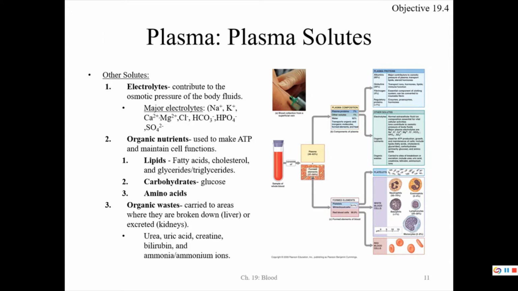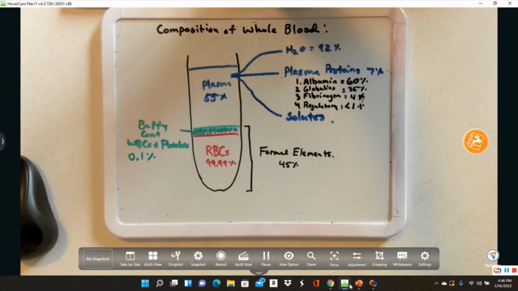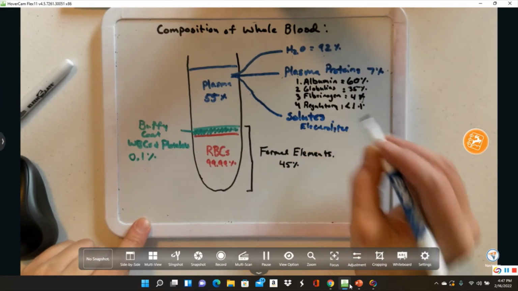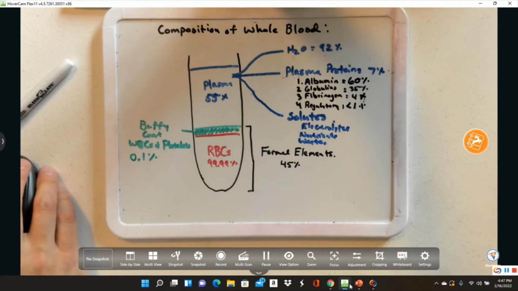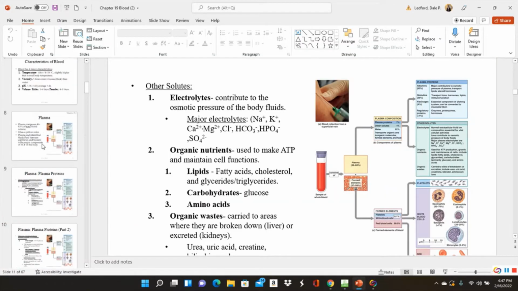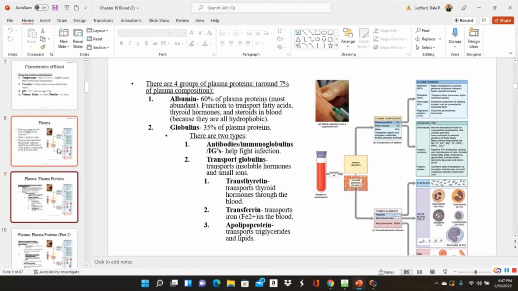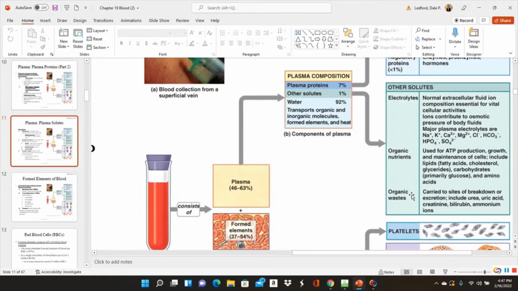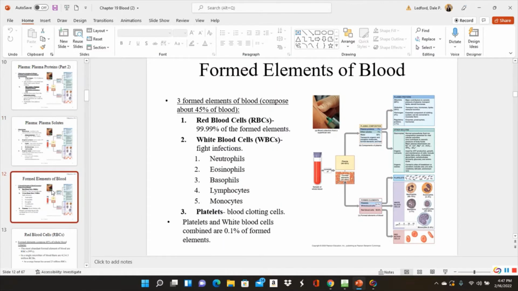All right. Now, one of the things I also want to talk about is the solutes. Solutes are things like electrolytes, organic nutrients, and organic wastes. So we have electrolytes, we have nutrients, and we have wastes. Now, we talked about solute a little bit, and when I discuss the solutes, I don't spend a lot of time talking about the solute concentration and how many. When I actually get into the solutes, we don't talk about the other solutes and their major concentrations. That will be done in fluid, electrolyte, acid-base balance.